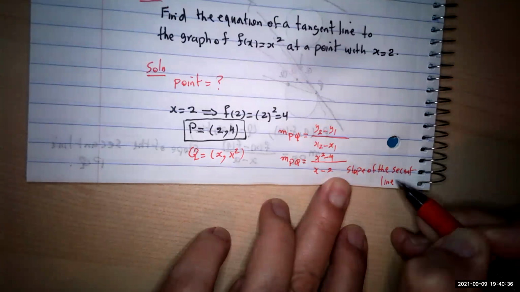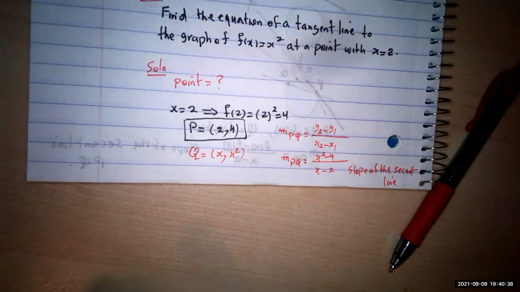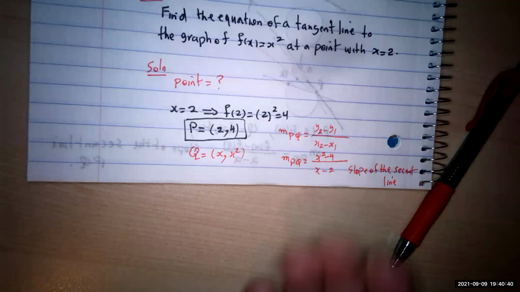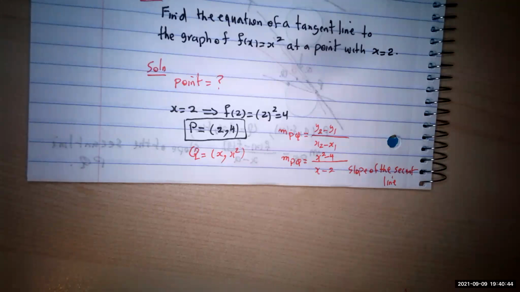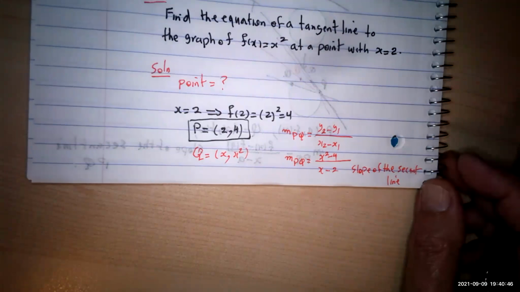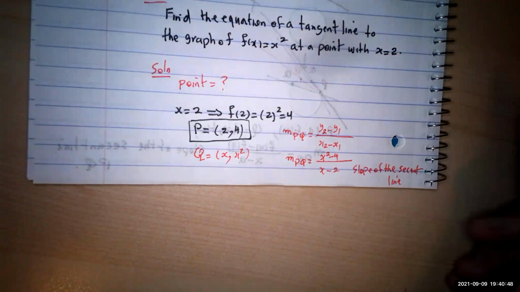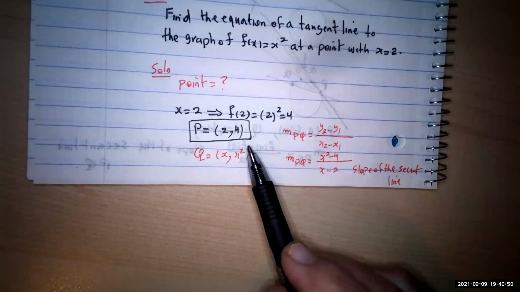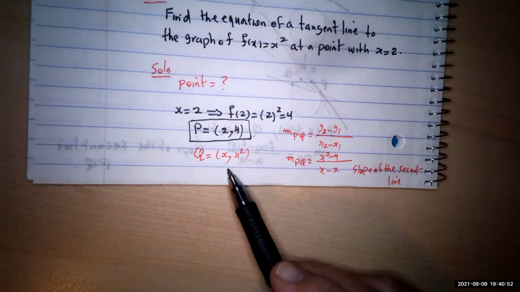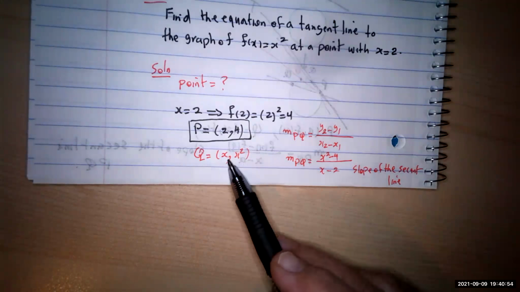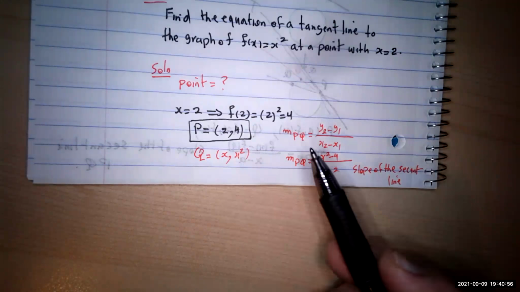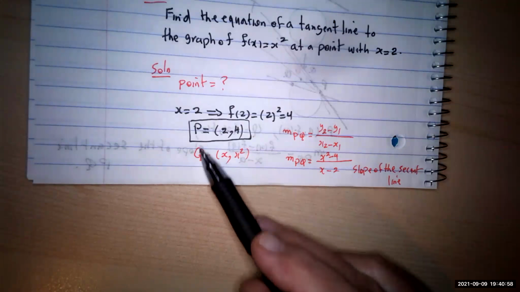Secant line. So what's the slope of a tangent line? You take the limit when X goes to 2. Okay, just estimate it. Any question? So we pick a point P. P is a fixed point, (2, 4). We pick another point, anything you like. So that's why we call this one X. X can be any number. Then we have 2 points.